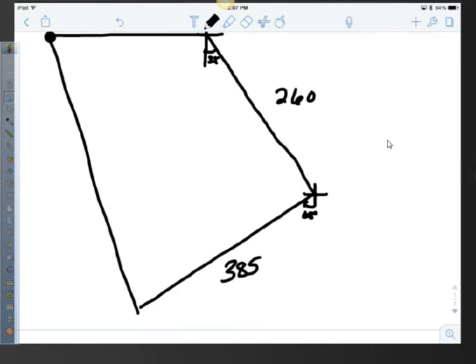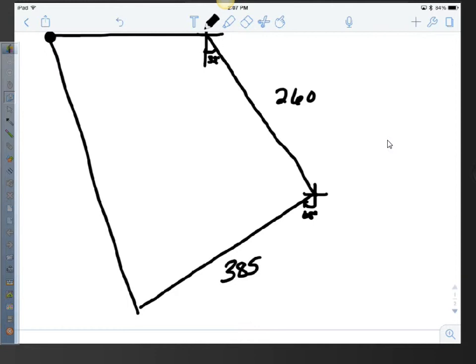So I've got this plot of land here. It's four-sided. I need to find the area of it. How am I going to find the area of this, folks? We're going to have to split it into two triangles, right? Does it matter where we split it into two triangles? No. I could go from here down to here, or from here to here. It really doesn't make a difference.